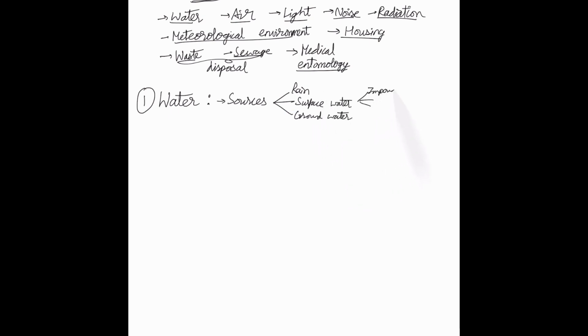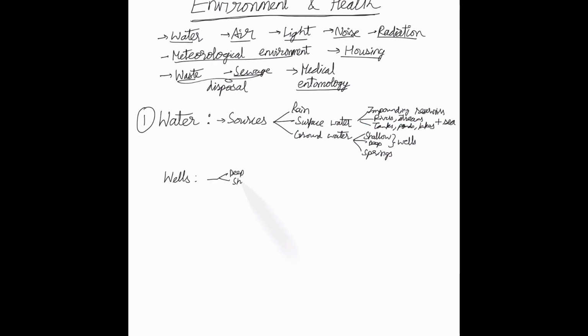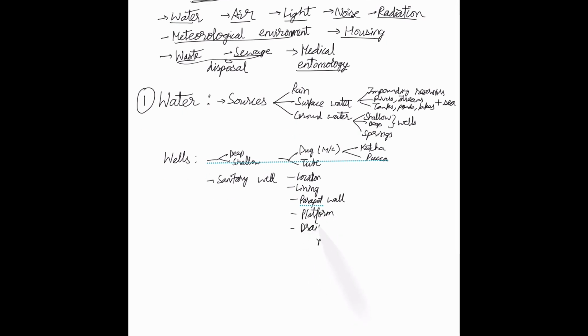So we have the sources of water: rain, surface water and groundwater. Surface water can be found in impounding reservoirs, rivers, streams, tanks, ponds and lakes. Groundwater can be broadly divided in shallow and deep wells and springs. Of course, we have the sea also for surface water. And then wells can be classified into deep and shallow wells, or into dug wells and tubed wells. Dug wells are the most common wells found in India, and we have kacha and pakka wells.